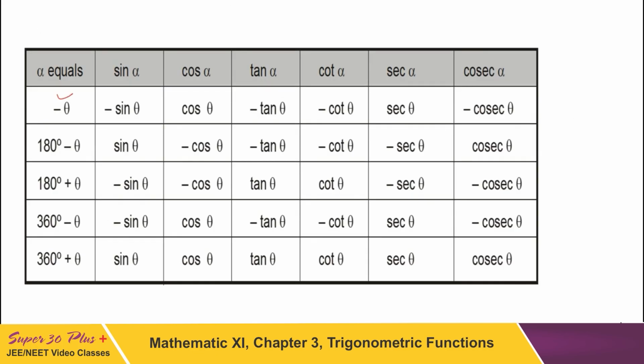It is minus theta, 180 minus theta, 180 plus theta lies in the third quadrant, and 360 minus theta lies in the fourth quadrant, and it is again the first quadrant. And by the rule, in the third quadrant only tan and cot are positive, the rest are negative. That's why tan and cot are positive and the rest are negative. In the fourth quadrant, only cos and sec are positive, the rest are negative. And we can easily prove all allied angles by using the circular system.